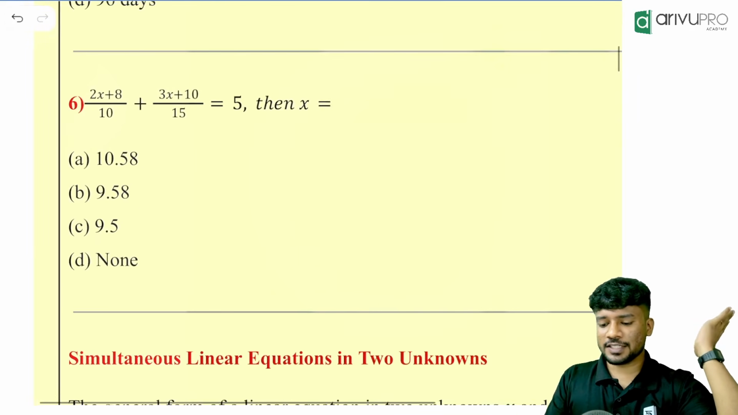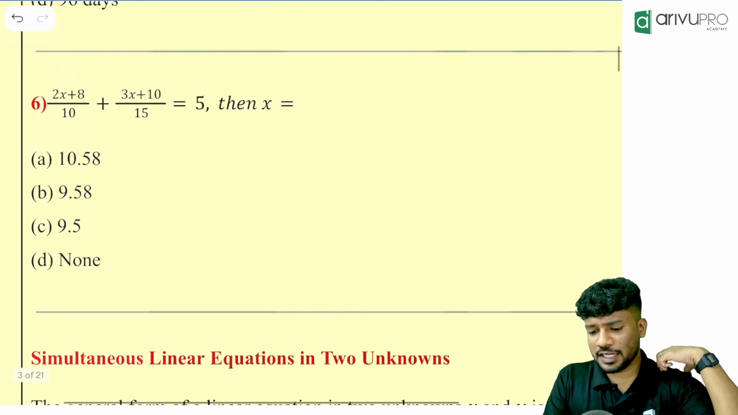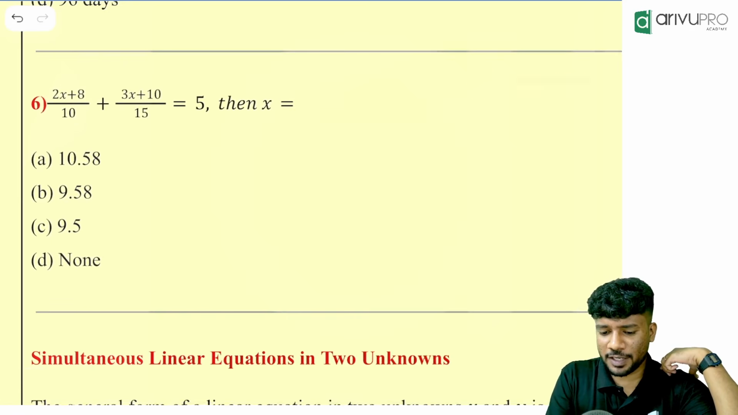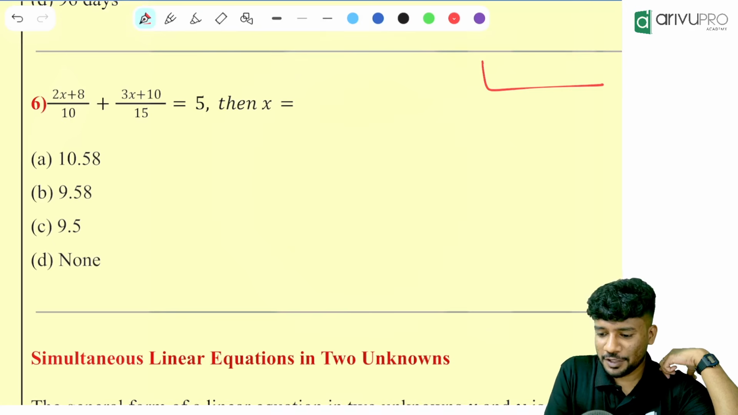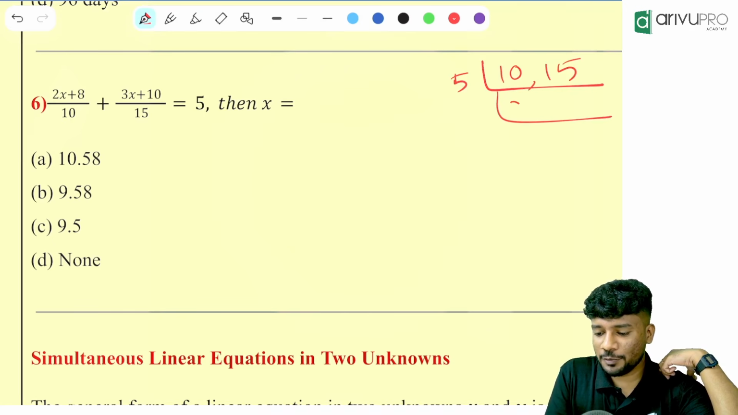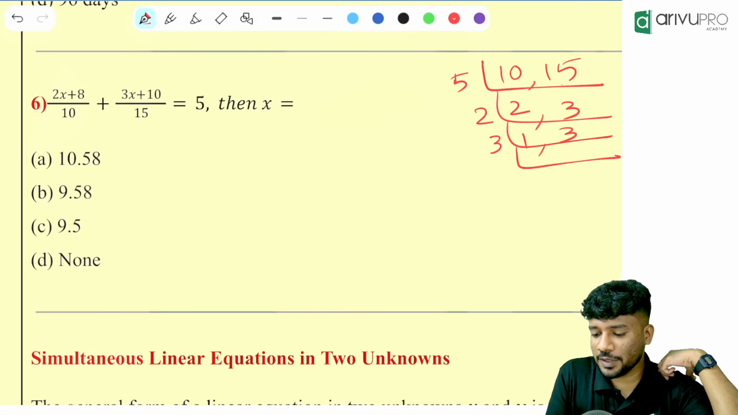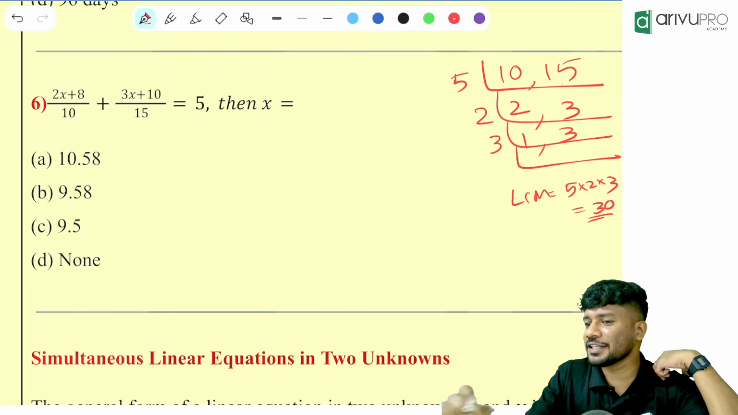If you know LCM, how to do it? LCM of 10 and 15, how to take LCM? Long back we studied how to take LCM. You will write 10, then comma, 15. Then you will write 5. 5 is satisfying 10 how many times? 2 times. Then 3. 2, then 1, 3. Then 3 is remaining. So LCM is how much, people? 5 into 2 into 3. How much is it? 30 is the LCM.